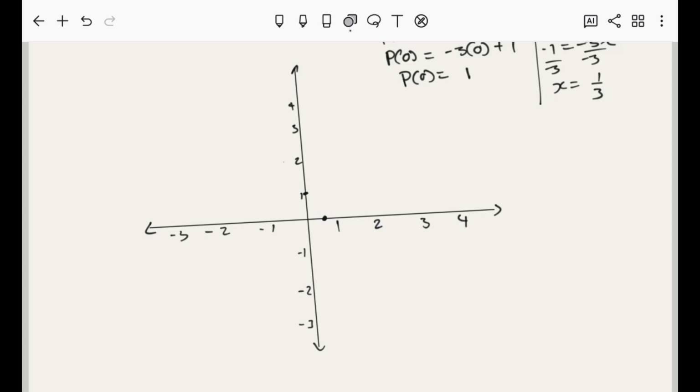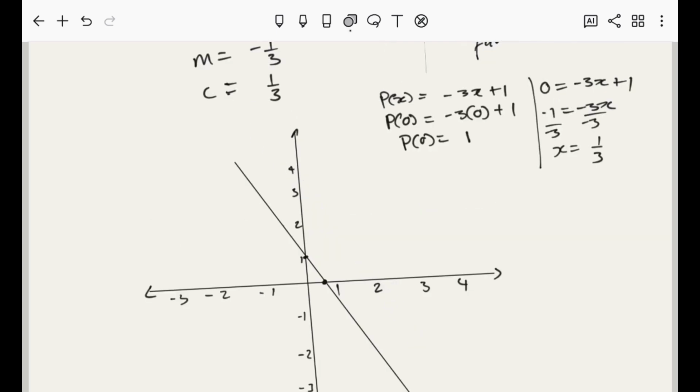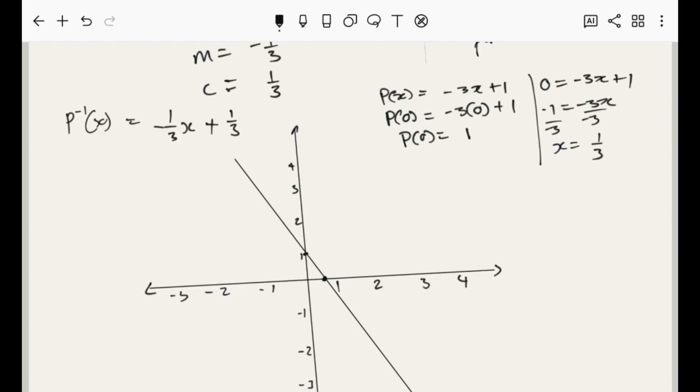So this means our graph, the original graph, would look something like that. Now let's plot the graph for the inverse, which is p inverse of x. Same procedure to find the y-intercept: we let x equal to 0. So p inverse of 0 is equal to negative 1 over 3 times 0 plus 1 over 3. This becomes 0, so we get p inverse of 0 is equal to 1 over 3.